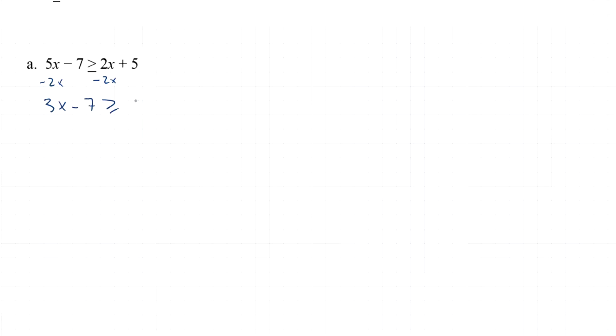Okay, so the first problem we're doing, we need to solve this, so you subtract 2x on both sides. And so then I get 3x minus 7 is greater than or equal to 5. I'm going to add 7, so I get 3x is greater than or equal to 12, and then x is greater than or equal to 4.